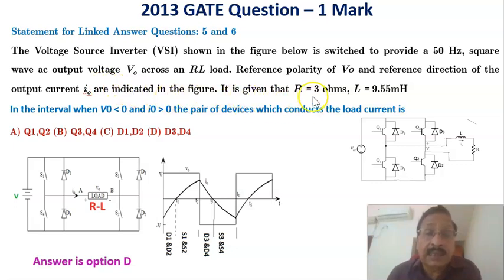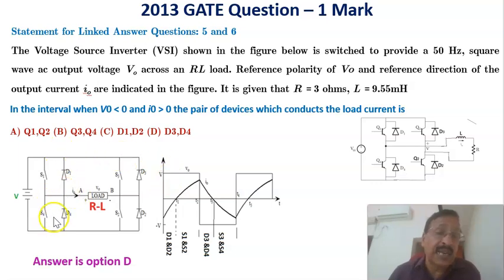It is given that resistance R equals 3 ohm and inductance equals 9.55 millihenry. The question is: in the interval when the output voltage is less than 0, negative, and the output current is more than 0, positive, which pair of devices conducts the load current, out of S1, D1, S2, D2, S3, D3, S4 and D4? Therefore, these are the switches S1, S2, S3, S4, and these are the feedback diodes D1, D2, D3, D4.